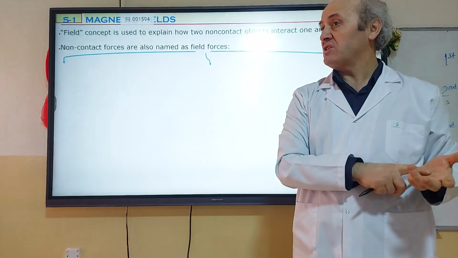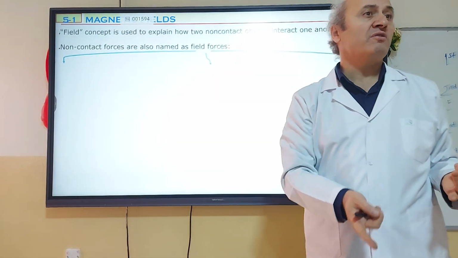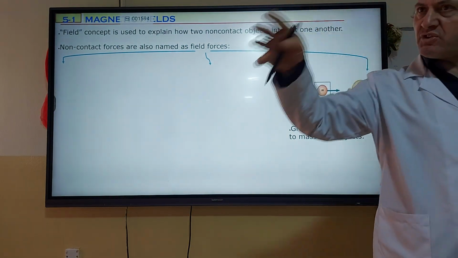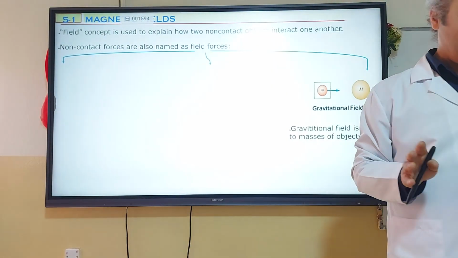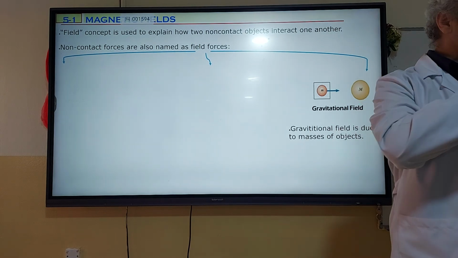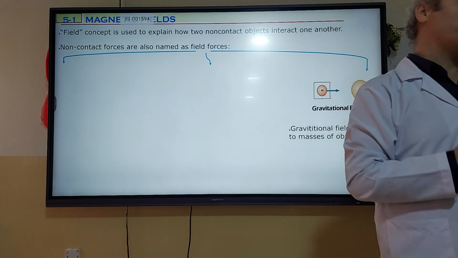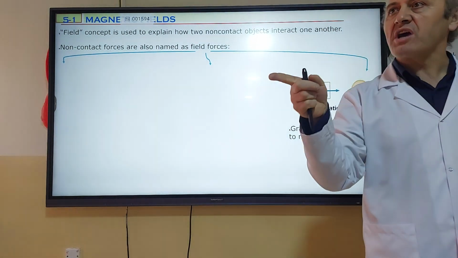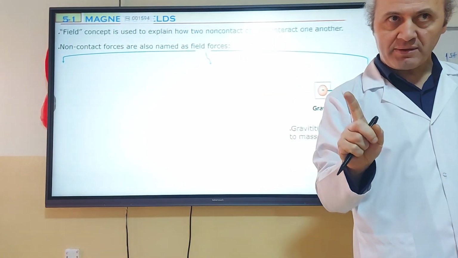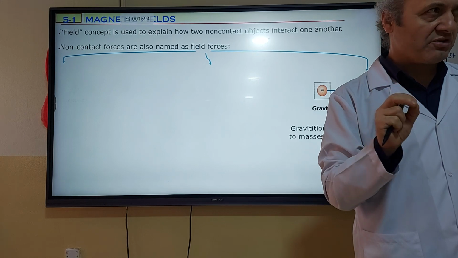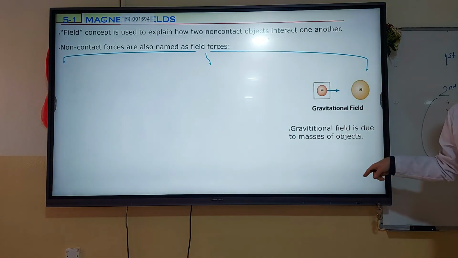Earth produces a gravitational field around, sun produces a gravitational field around, moon produces a gravitational field around, my body produces a gravitational field around, everything. So by the interaction of the gravitational fields, two objects attract each other. And gravitational force is only attractive, remember, in round 3 we talked about this. They only attract, they never repel each other. This is one field force.